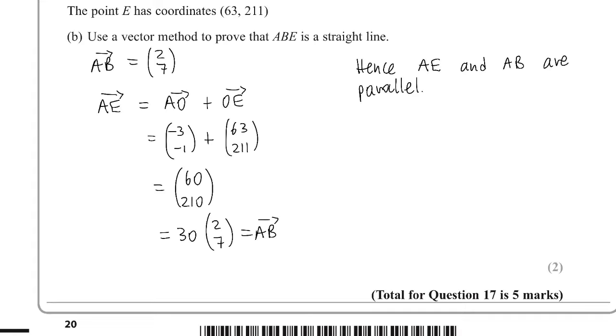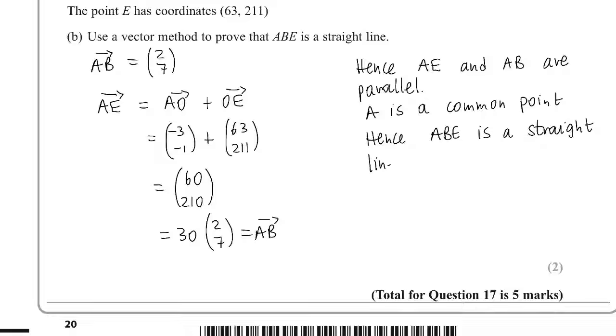We also see that A is a common point. So this means that the points A, B, E all lie on the same straight line. They are said to be collinear, and hence ABE is a straight line as required. It is important to say that the two lines are parallel, that we have a common point, and therefore we are looking indeed at a straight line.